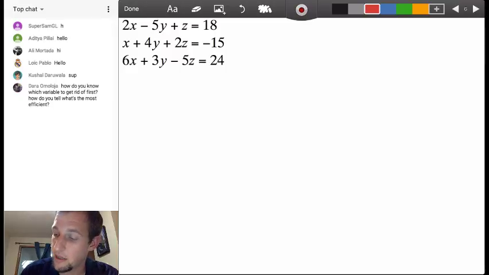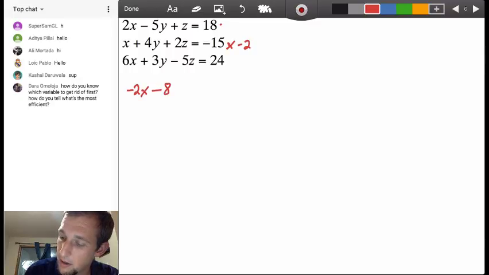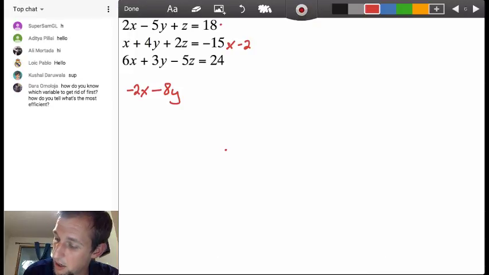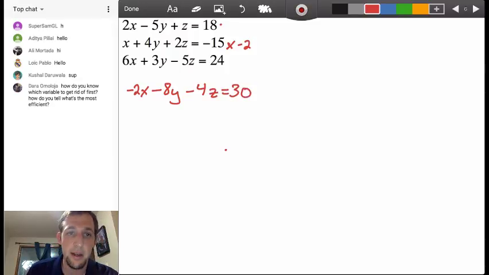So basically I'm taking these top two equations right here, and I'm going to try to eliminate x's. To do that, I'm going to multiply the second one by negative 2. So I get negative 2x minus 8y minus 4z equals 30.